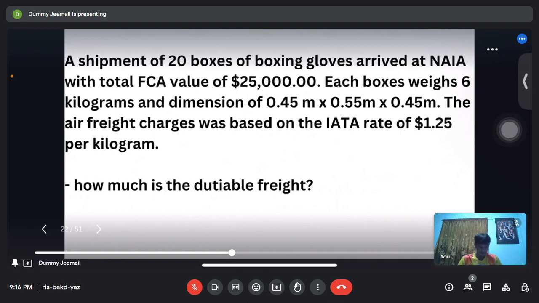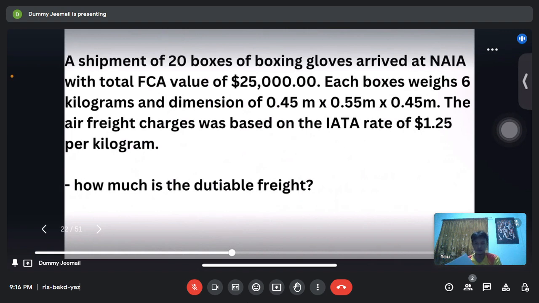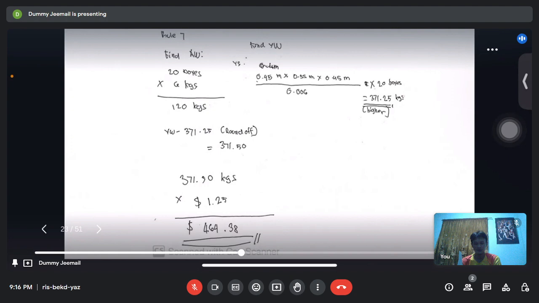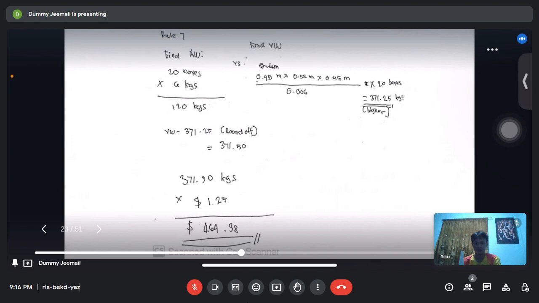So, how much is our dutiable freight? First, we have to solve for our total chargeable weight. To get it, we have to solve our actual weight and our volume weight. We have 20 boxes, so 20 units. We multiply by the kilograms per unit, which is 6 kilograms. So 20 times 6 is equal to 120. That is our actual weight.